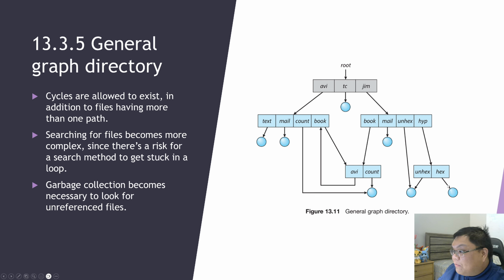What if we try to delete this unhex file here? So unhex is being pointed to from two different locations. It's being pointed to from here, but it's also being pointed to from here. What does it mean to delete this file? Are we deleting this connection here, or are we deleting this connection here? Or are we deleting every connection?